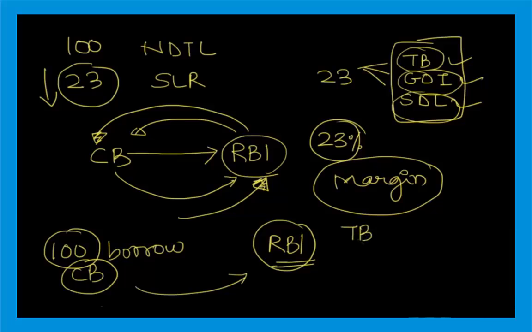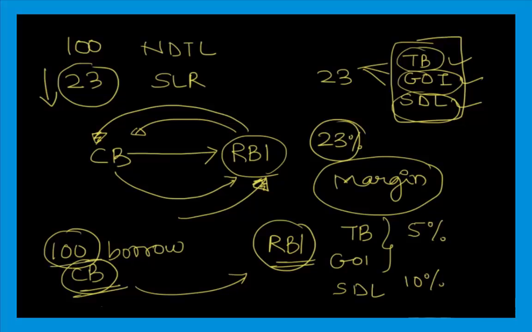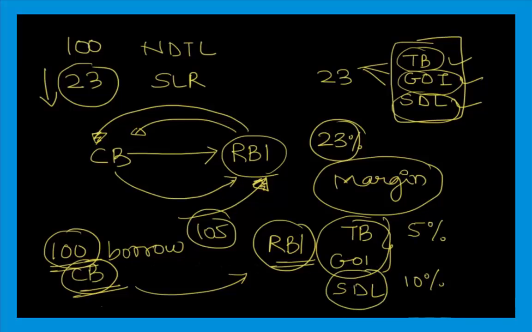If the banks give treasury bills or government of India bonds as collateral, they will have to pay 5% margin, and if they give state development loans as collateral, they'll have to pay 10% as margin. This means that if the commercial bank wants to borrow 100 rupees from RBI and is willing to give treasury bills and government of India bonds as collateral, they'll have to give 105 rupees worth of collateral. And if they're giving state development loans as collateral, on 100 rupees of borrowing they'll have to give 110 rupees of collateral. That's how the entire repo works, and this entire process is called the liquidity adjustment facility, which is LAF.